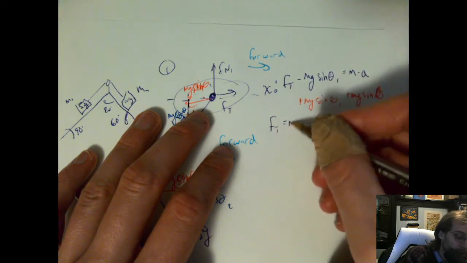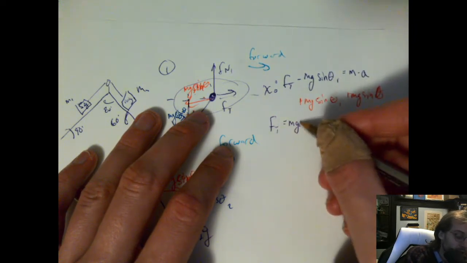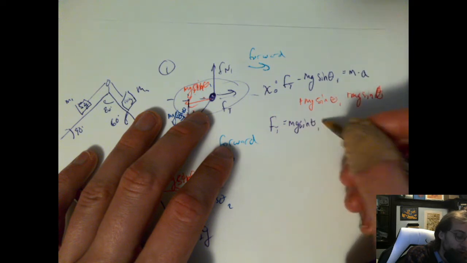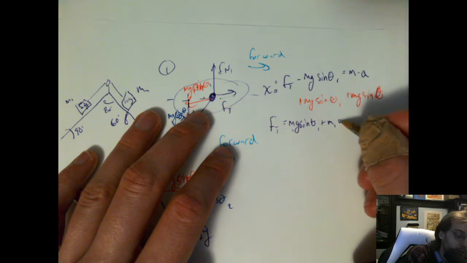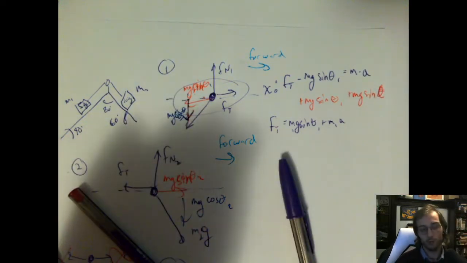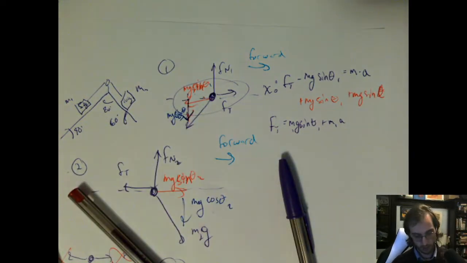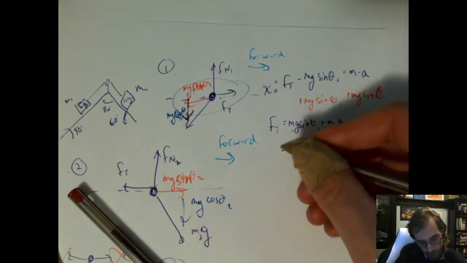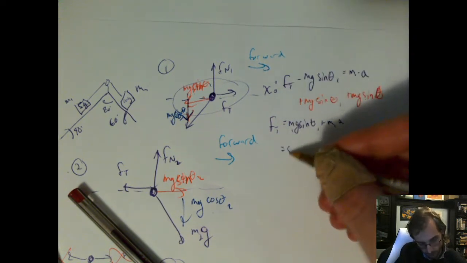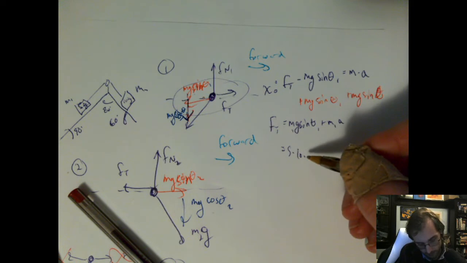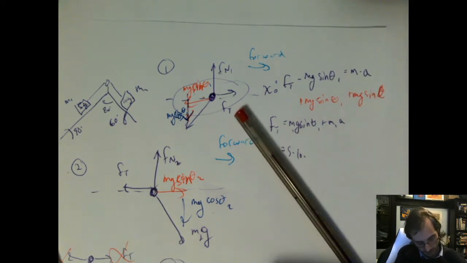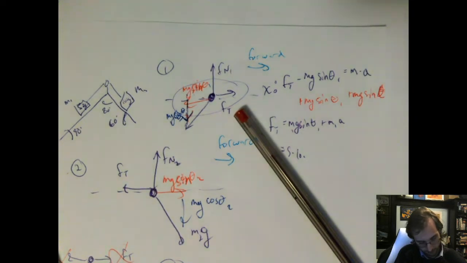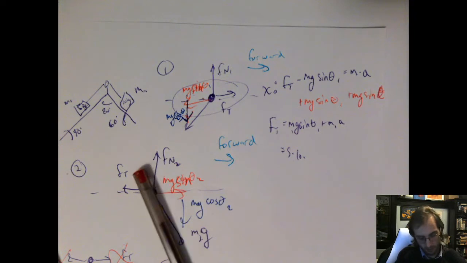And instead, we'll just wind up with mg sine theta 1 plus m1 times our acceleration, which is 5 times 10. Oh, I forgot g. That'll do it. I was going to say that seems small. Fixed it. We're good. 3.6.